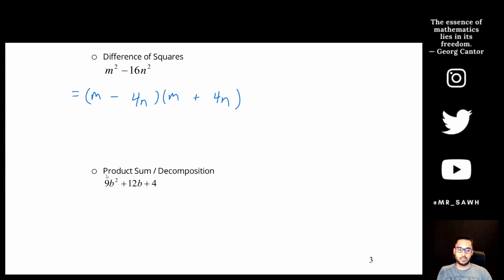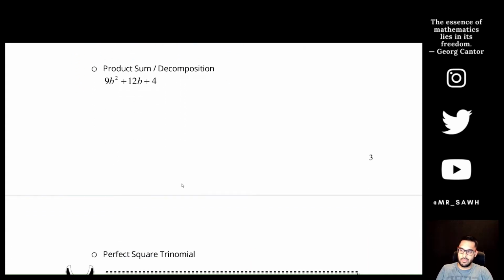Now the other one we talked about is, well, what happens if there's no common factor and there's no possible way to simplify things any further? This was the last resort type of method, where I can use something called decomposition.